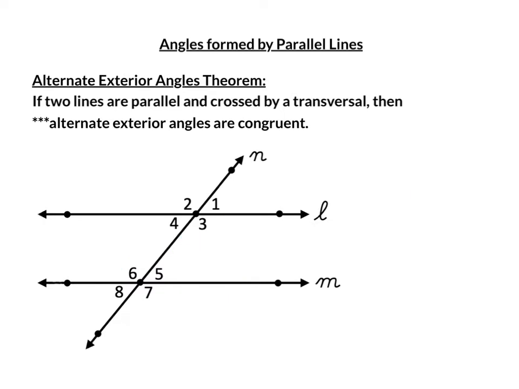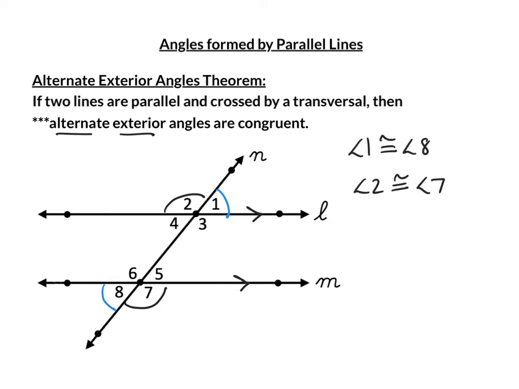Next, we have the alternate exterior angles theorem. Reminder, a theorem is proved, unlike a postulate, which is assumed. If two lines are parallel and crossed by a transversal, that's line N again, then alternate exterior angles are congruent. They're on alternate sides of the transversal and on the exterior of the parallel lines. So angle 2 and angle 7 are alternate exterior. Angle 1 and angle 8 are alternate exterior.